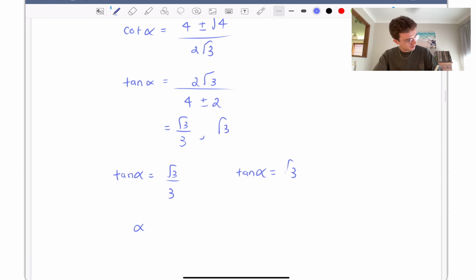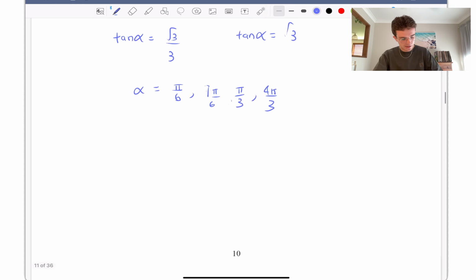Take the tan inverse of both sides and we get pi on 6, 7 pi on 6, pi on 3, and 4 pi on 3. Awesome. Okay, last couple.